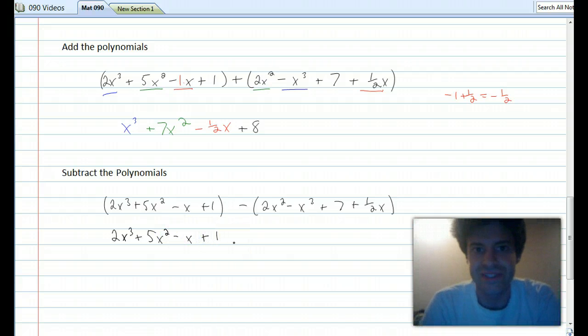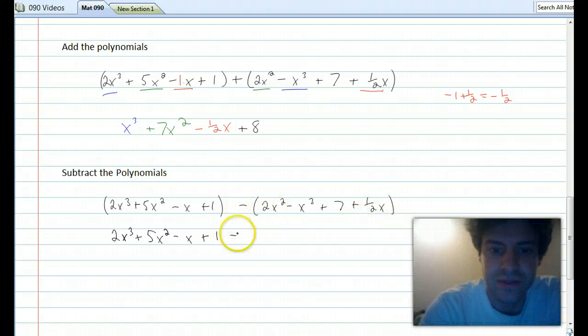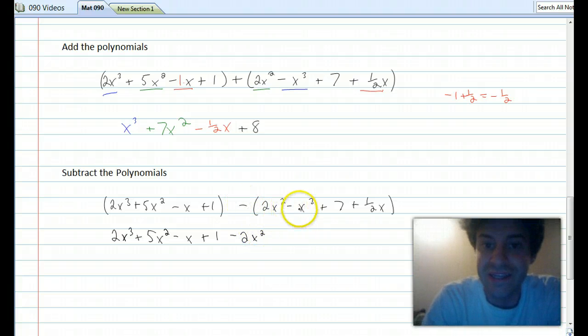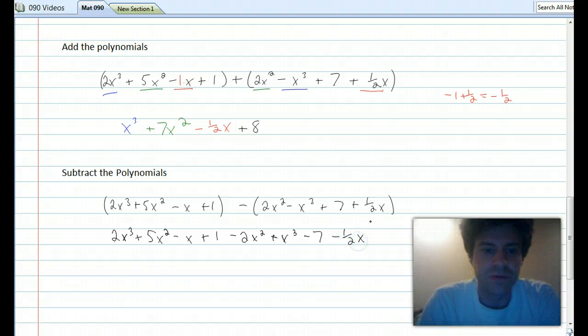When it comes to the polynomial that's being subtracted, what we can do is we can actually do what we call distribute that negative sign. That means we just take this minus sign and we put it on every single term inside the parentheses after it. So the way that looks is we put the negative on the 2x squared. If we put a negative on a negative x cubed, that actually changes it into a plus x cubed. We put the negative on the 7, and we put the negative on the 1/2 x. So there, we've rewritten this subtraction of polynomials to make our lives a little bit easier.